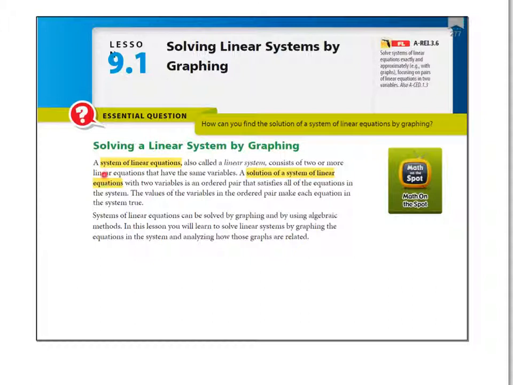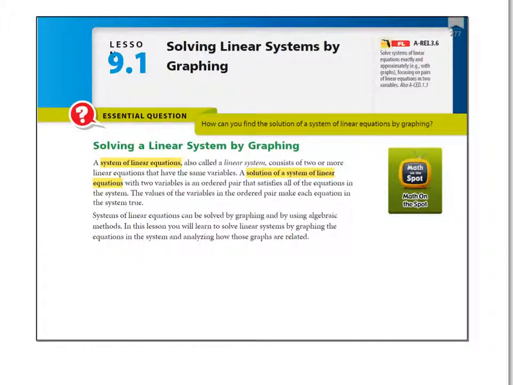A system of linear equations consists of 2 or more linear equations that have the same variables. And typically when we're graphing, we deal with x and y. The solution is the ordered pair that satisfies any of the equations in the system. And again, we'll be working with two equations in a system. The values of the variables and the ordered pair make each equation in the system true. So whatever you get for that ordered pair, you can plug it into both equations and it'll give you a true equation.